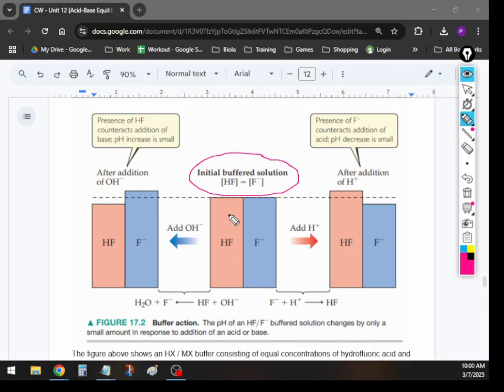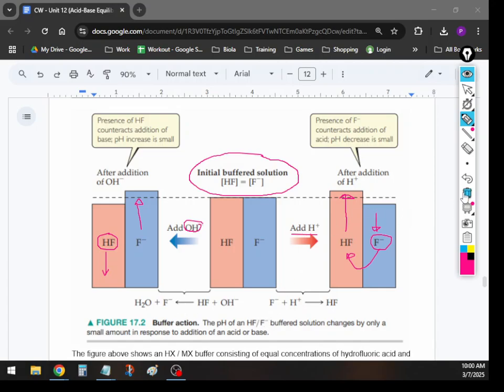So this is your buffer. You're going to have a certain concentration of HF and F minus. If you add an acid, the concentration of your acid is going to go up and your F minus is going to go down, and the reason why is it's reacting. The F minus is going to react to produce HF, and that's how it buffers the pH. If you add a base, your anion concentration is going to go up and your HF is going to go down, because the HF is going to react with the OH minus in order to buffer the solution.